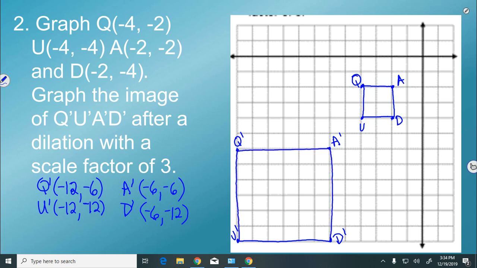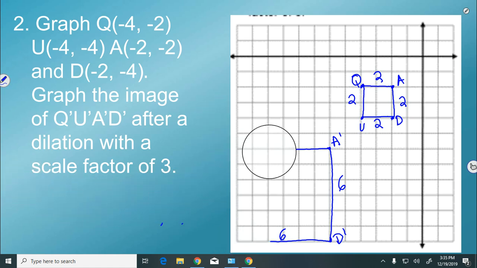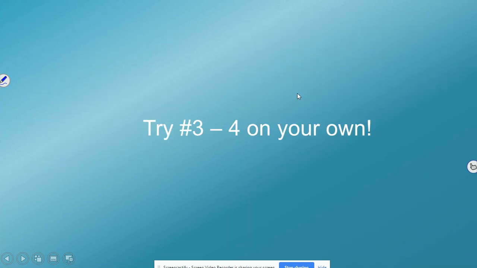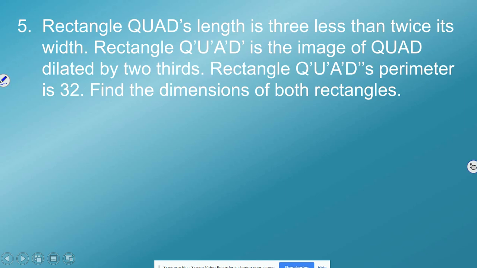And if you compare, this is 2, this is 2, this is 2, this is 2. This is 6, this is 6, this is 6, this is 6. And 2 times 3 is 6, proving that our scale factor is 3, because we took our 2 by 2 square and made it a 6 by 6 square. Okay, so you're going to try 3 and 4 on your own. All right, back to me for some algebra.